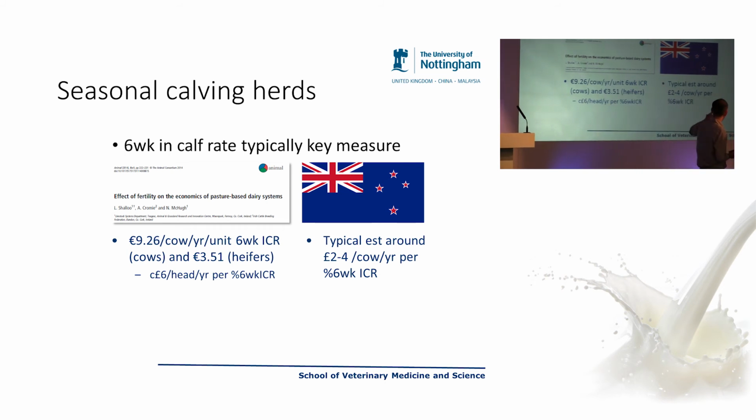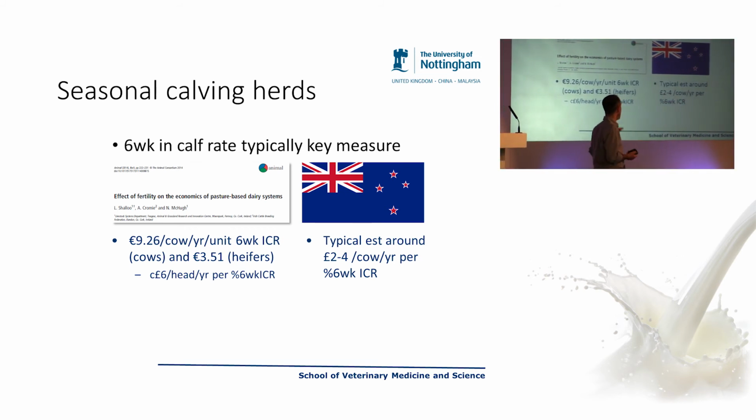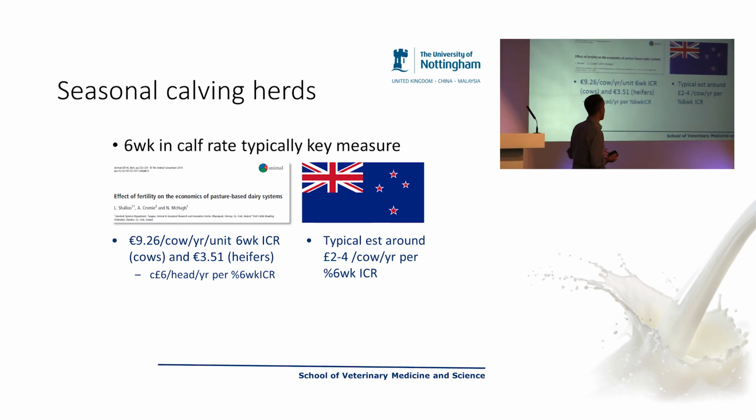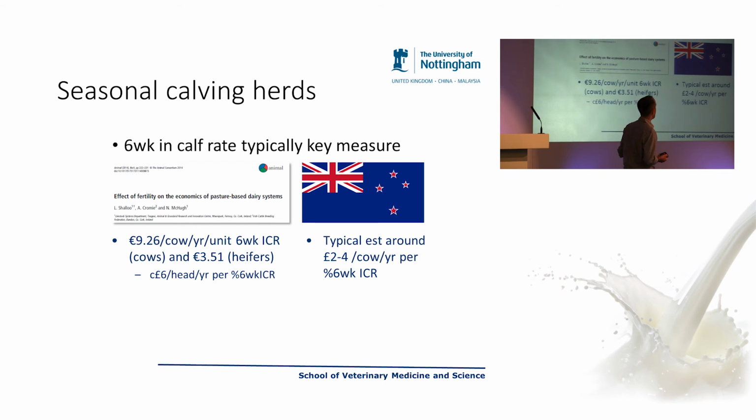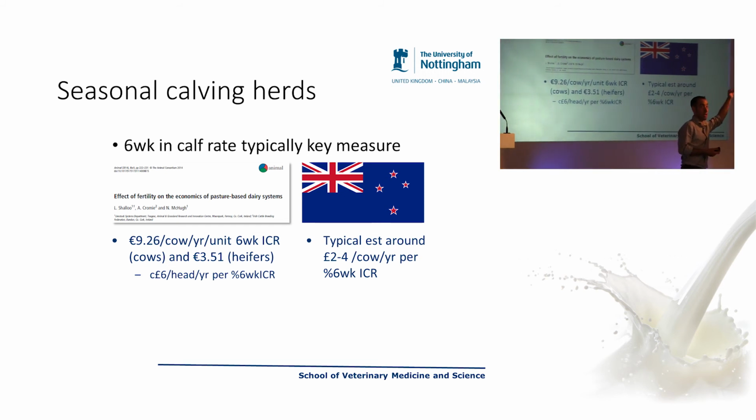Again, if you work it out, that's not wildly different to the sort of ballparks that we've been talking about so far. The Kiwis tend to estimate lower costs, although I couldn't find a publication on which that was based, but the numbers that they talk to equate to roughly £2 to £4 per cow per year for every percent they add. Plausibly, that's because the baseline level of performance in Kiwi herds is pretty high compared to Irish herds. And as we saw with the US work, the better your starting point, the less value there is for every extra bit that you gain.